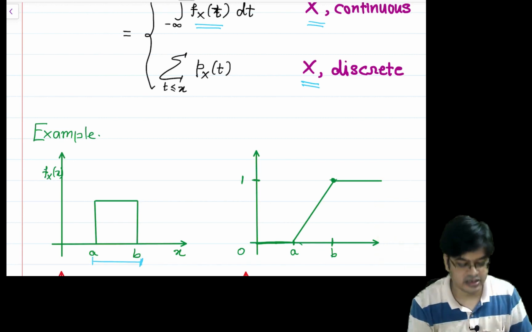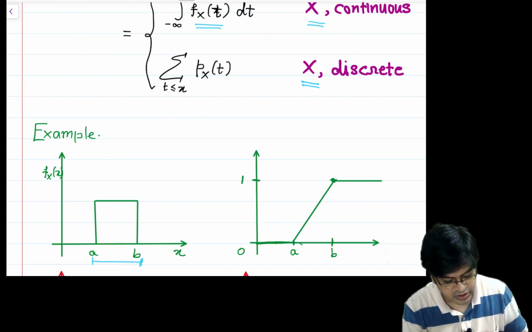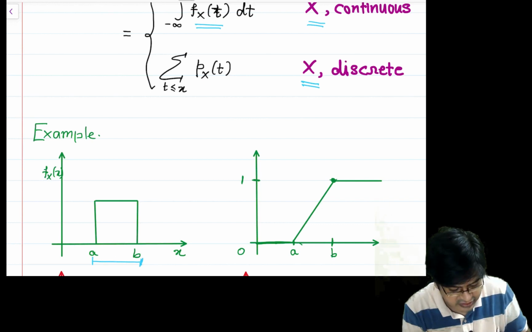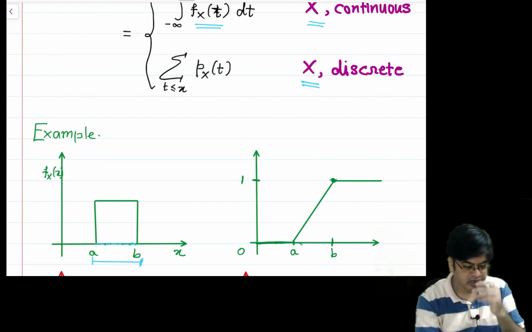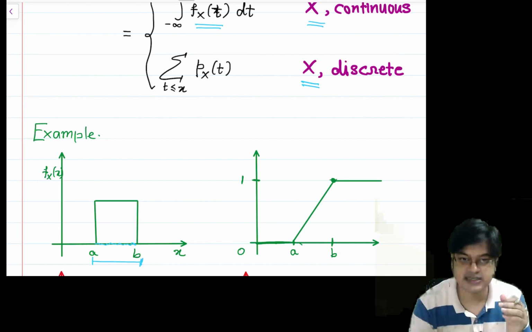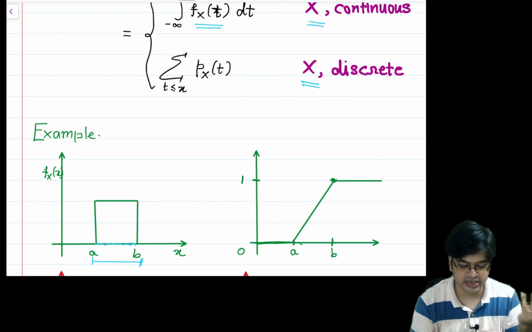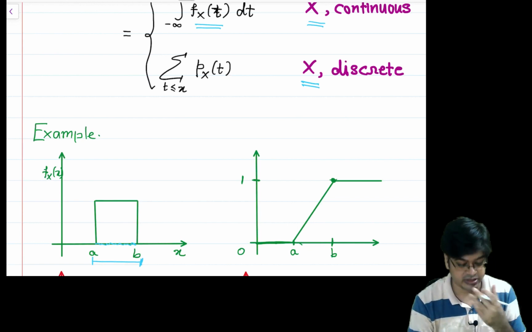This is the interval a to b, it is continuous uniform. Because it is uniform, that means everything is equally likely over here. In this zone, everything is equally likely. What do I mean? You will say that every point cannot be equally likely, because every point has probability 0. So what do I mean?